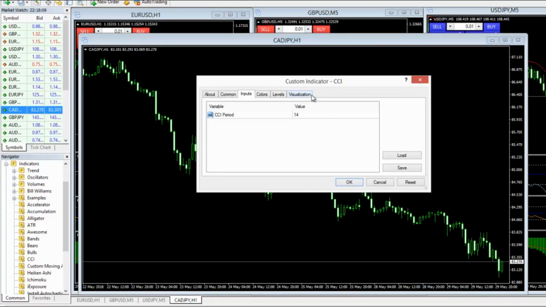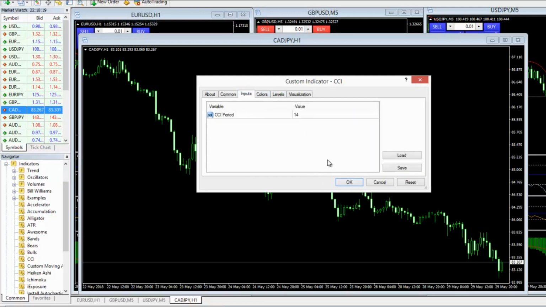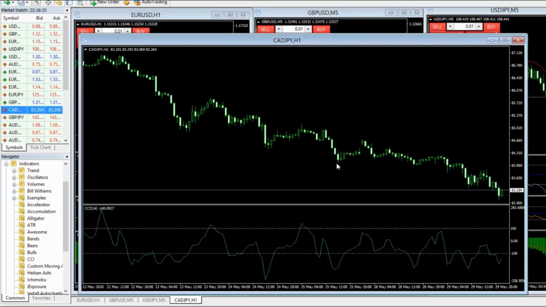You get this pop-up or dialog box as it's called, and it allows you to change some of the variables, the colors, the levels, but that's usually reserved mostly for more advanced users, so you can just click OK and ignore it for now. And then down here at the bottom of the chart, we have our CCI indicator.